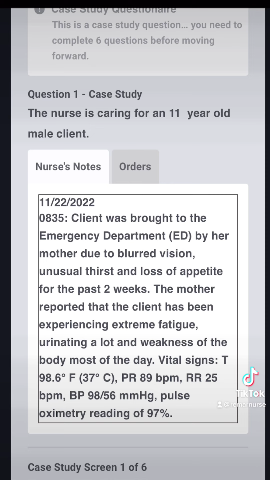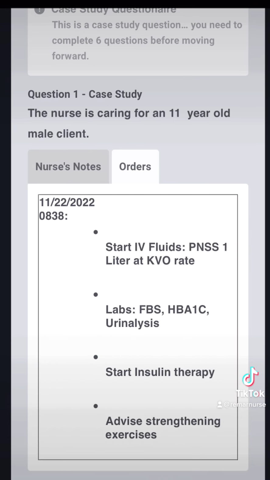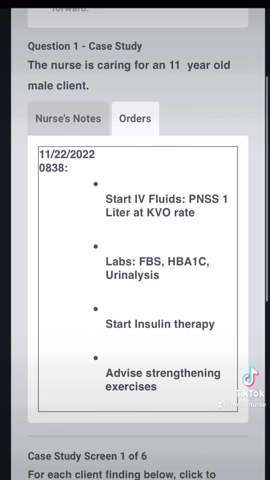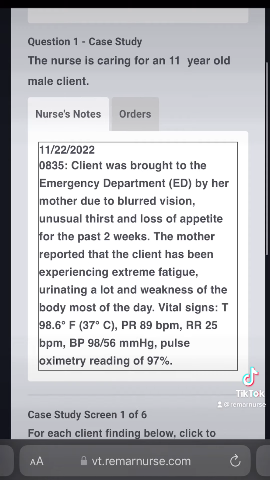So this is our patient. This is a pediatric client, and they have some interesting symptoms here. Blurred vision, unusual thirst. Let's look at the orders. Start IV fluid. We have 1 liter at a keep vein open rate. Labs, finger blood stick, hemoglobin A1C, urinalysis, insulin therapy, and advised strengthening exercises. So what are we thinking here is going on with this patient if we're doing a hemoglobin A1C, starting insulin therapy, and hydrating the patient?